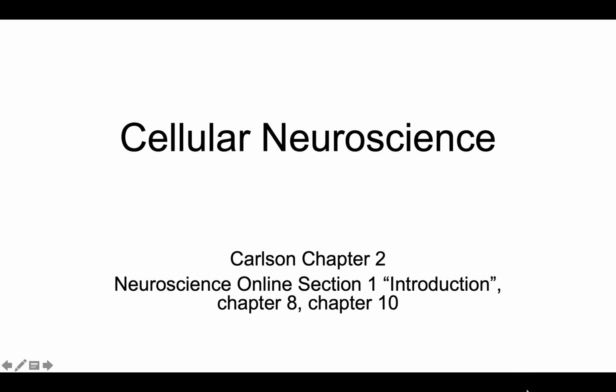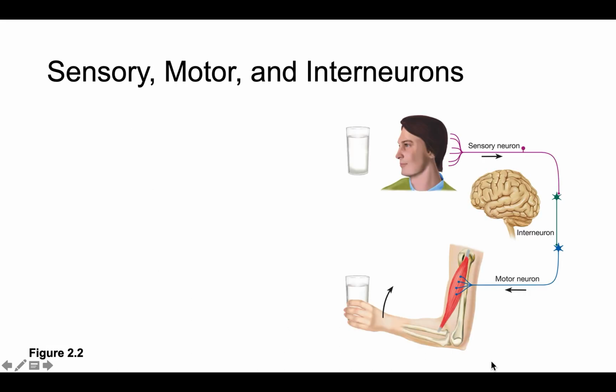Today we're going to talk a little bit about cellular neuroscience. Neuroscience is how we interact with our environment and with each other. Everything that you've ever learned about psychology happens because of our nervous system.